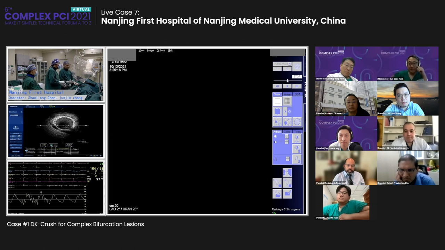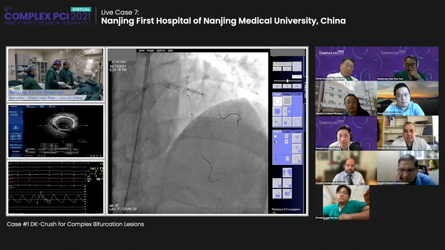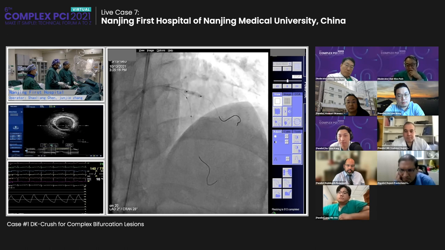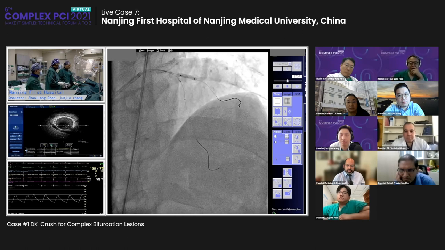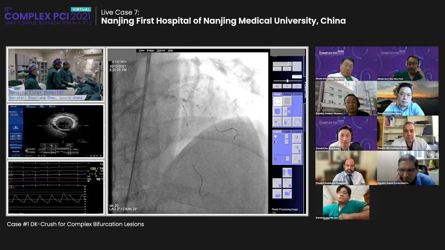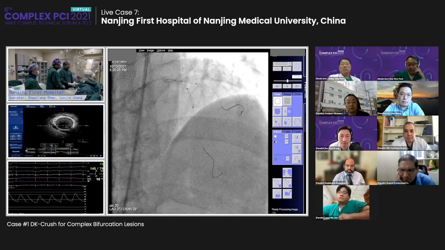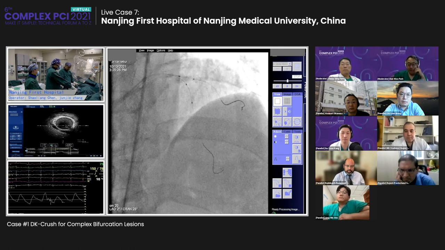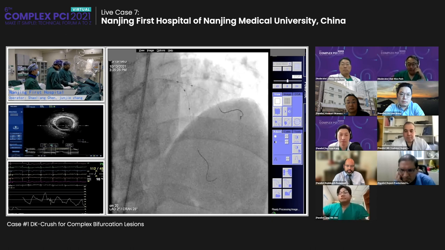Good. Okay, 6. Go from 6. 6 ready. 6, 8. 8. 9. 9. 10. Good. Fully expanded. Good. Okay. Down. Great. So I will keep the diagonal balloon in the position and remove the RED balloon to do first kissing.